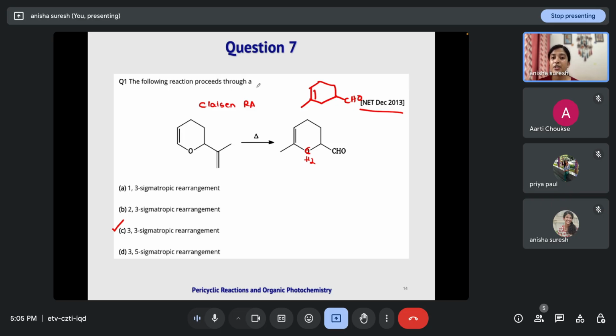The following reaction proceeds through A. So this is the starting material and it is giving this as the final product. So it is undergoing a Claisen rearrangement, which is an example of 3,3 sigmatropic rearrangement. So option C, that is 3,3 sigmatropic rearrangement, is the right answer. So this was a question that was asked in CSIR NET December 2013. Is it clear? Yes, ma'am. Okay.